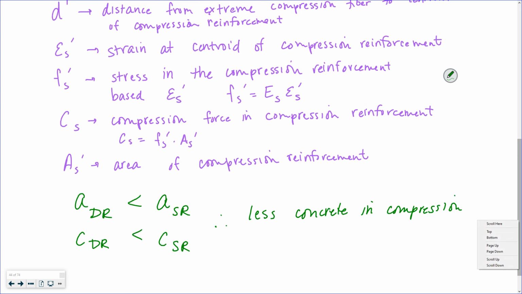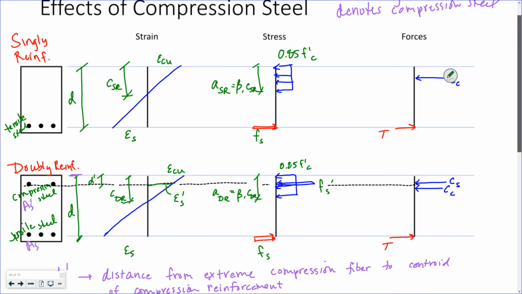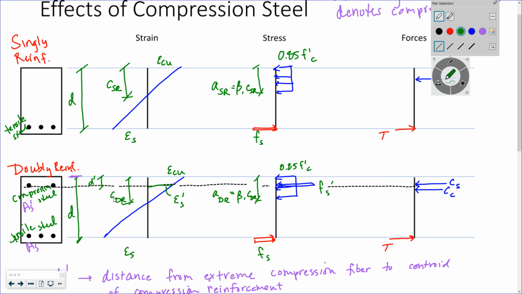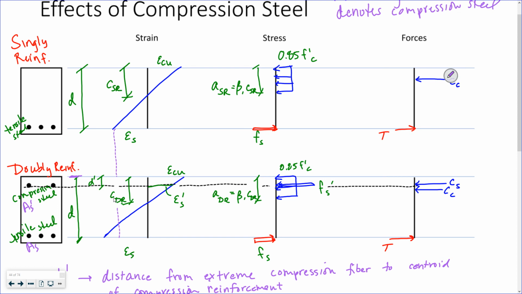So what happens if, and I tried to draw it here, what happens? My depth to neutral axis for singly reinforced is higher than my doubly reinforced depth to neutral axis. As a result, you can kind of tell, if I have a higher... let me see here. If we compare those, which one has a higher strain in my tensile reinforcement?